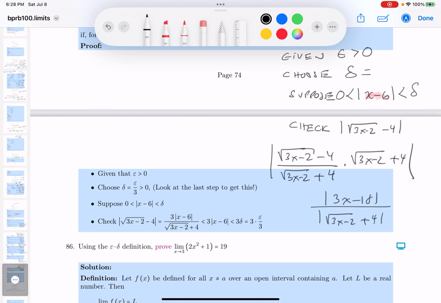Now, a couple of things I notice immediately is the top's factorable. So I'm going to do that now. I'm going to factor a 3 out. And the other thing I notice is that the absolute value of that square root plus 4, the square root of 3x minus 2 in a real number system is always going to be greater than or equal to 0. So that is always going to be a positive number. It's actually always going to be greater than 4.